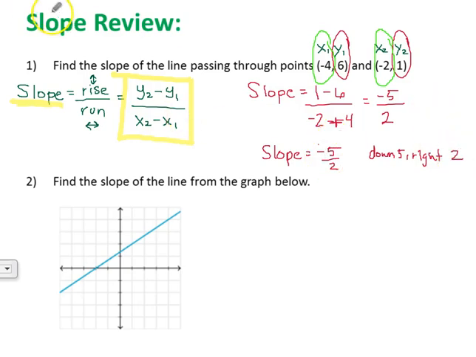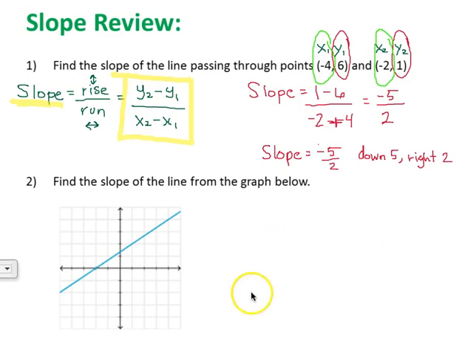That was just really sloppy. So again, the number on top tells us up or down. Since it's negative, we go down 5. The number on the bottom tells us left or right. Since it's positive, we're going right 2. So that's how we find the slope when we're given 2 coordinates.